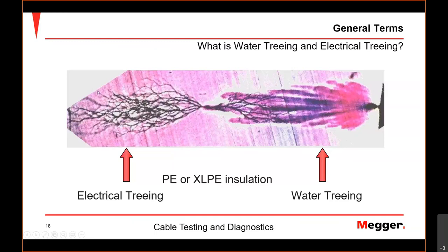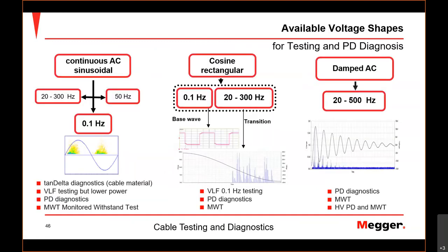But I'm talking about test now, right? That was the VLF test topic. So I'm going back to our diagnostic topic here. So this is basically always when we see this VLF, VLF with cosine rectangular or with sine wave, that it was our test, and we can use that voltage to, on top of that, do a diagnostic measurement, partial discharge or tan delta, or even the monitored withstand test.